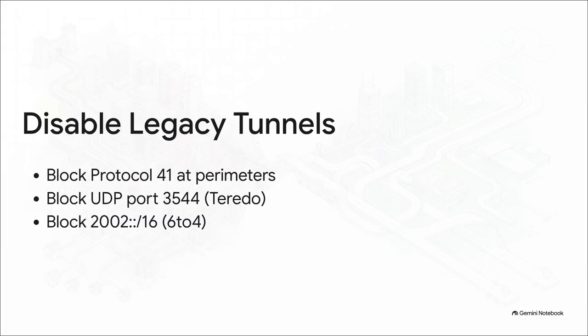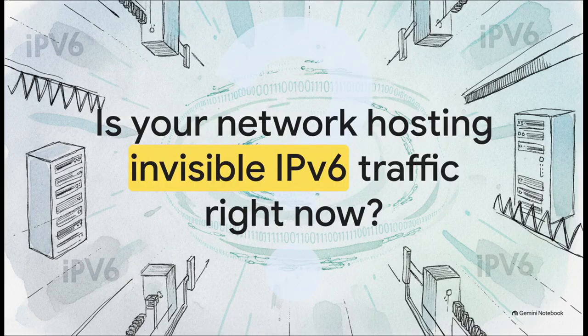Also, and this is critical, you have to explicitly block deprecated tunnels. Attackers actively scan for open Teredo and 6to4 relays because they know security teams forget they exist. Shut down Protocol 41 at all your perimeter firewalls. Only let it through to specific documented tunnel brokers if you absolutely have to. Block UDP port 3544, both inbound and outbound, and block 2002::/16 at your IPv6 perimeter. These old legacy tunnels just bypass your modern controls and offer zero operational benefit today. Just lock them down.